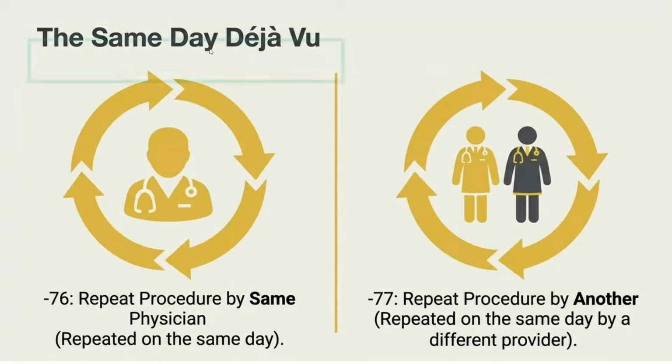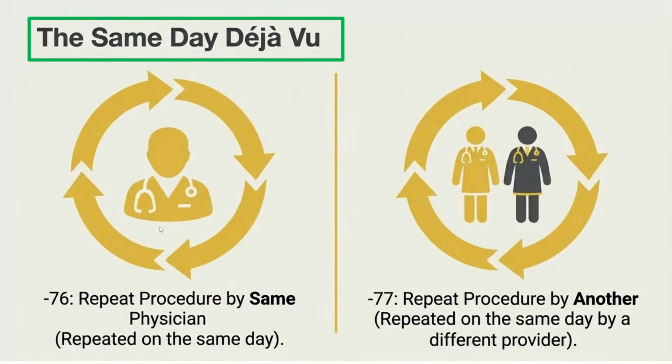Now, same day, when the procedure takes place on the same day, you've got 76 modifier and 77. 76 is the repeat procedure by the same physician. That's on the same day. And 77 is repeat procedure by another provider. So this 77 can be on a different day or different provider. So 77 is different.